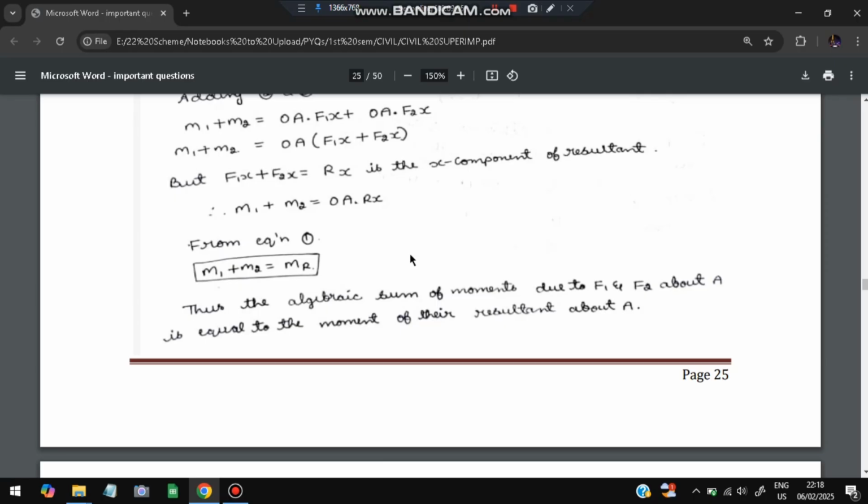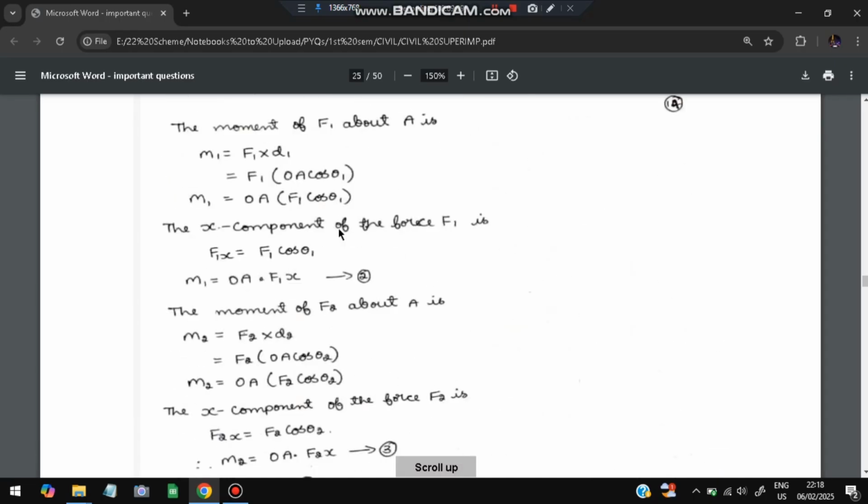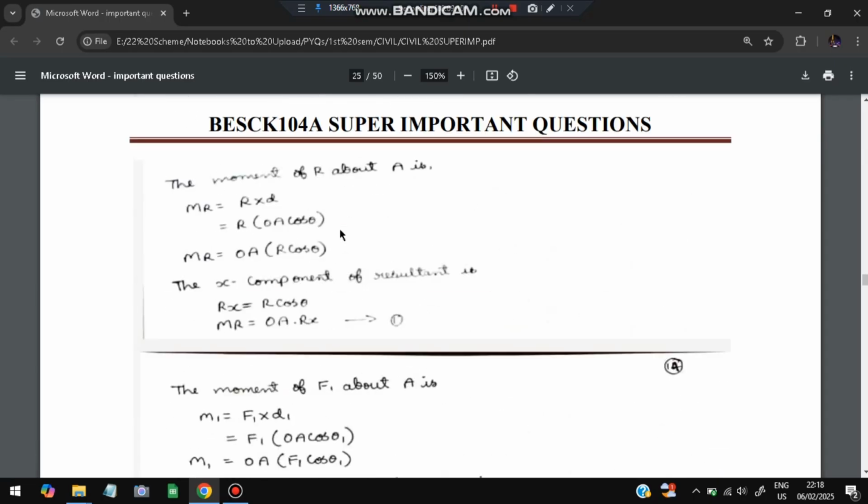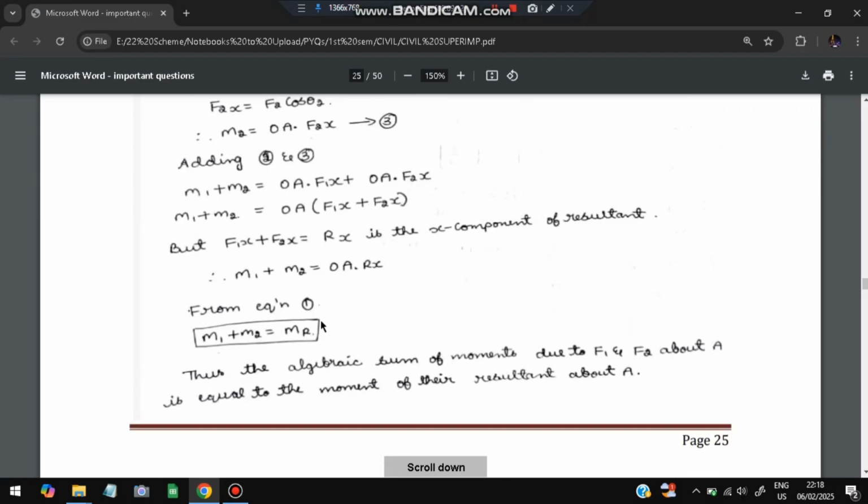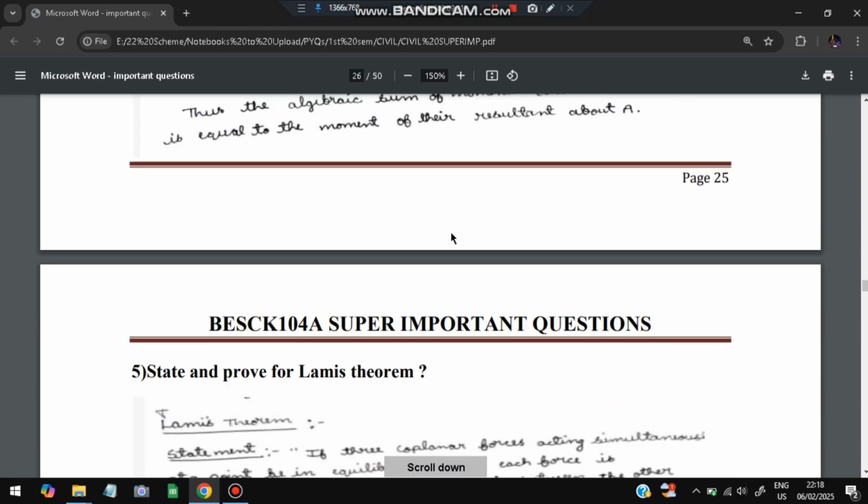See, this value is the same as equation 1, OA into Rx. Equation 1 was what? OA into Rx, that is MR. So M1 plus M2 is equal to MR. That denotes that the summation of the individual forces' moments is equal to the resultant's moment. Okay, that is Varignon's theorem.